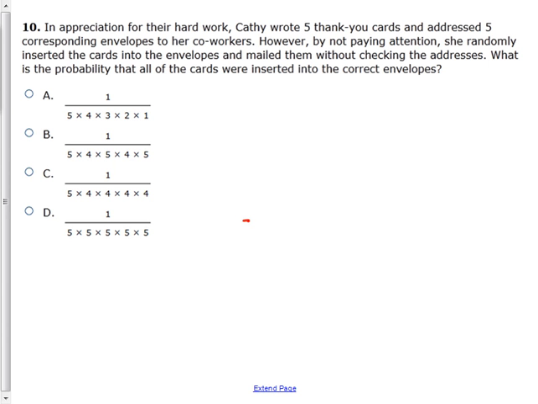Well, first of all, we have 5 thank you cards, so I'm gonna make 5 lines. Okay, now obviously the first card that I put in to an envelope, I have 5 different ways of doing that. Okay, now after I put that card in the envelope, I only have 4 cards left, and then I'd have 3, and then I'd have 2, and then I'd have 1.